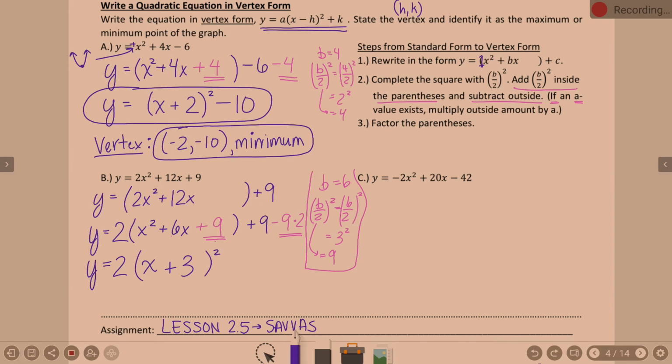Clean up your outside if you haven't already. We have a plus 9 minus a 9 times 2. 9 times 2 is 18, so we have plus 9 minus 18, which is going to make this minus 9. Okay. That is your vertex form.